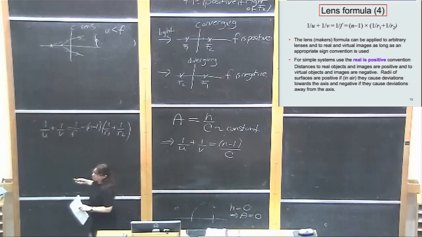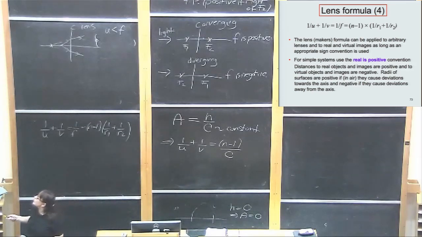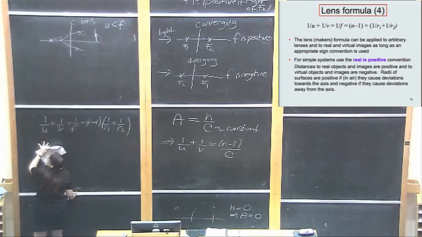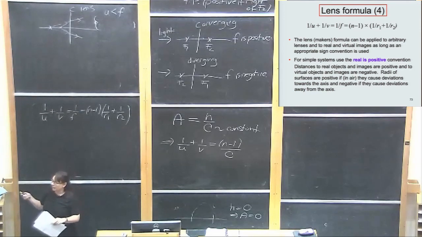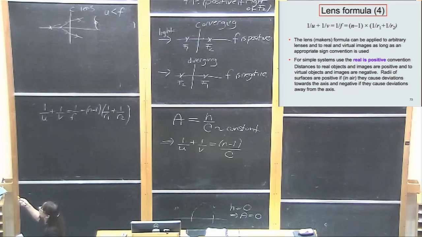The other thing about the real is positive convention is that there is a convention for the radii of curvature as well. I added in a couple of words last night, and it's these words. You won't have that in your notes. Could you please add that in, and I'll explain why that's important in a minute. So just that, in air, in brackets.